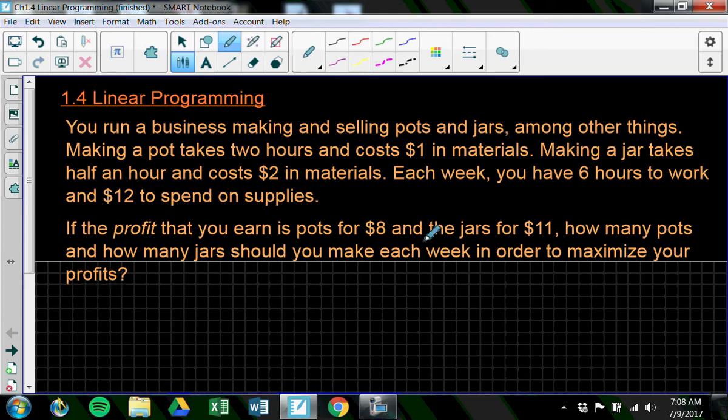You run a business making and selling pots and jars, among other things. Making a pot takes 2 hours and costs $1 in materials. Making a jar takes half an hour and costs $2 in materials. And each week you have 6 hours to work, and $12 to spend on supplies.